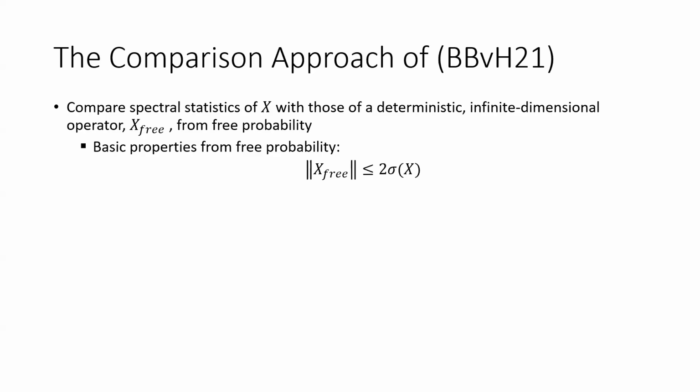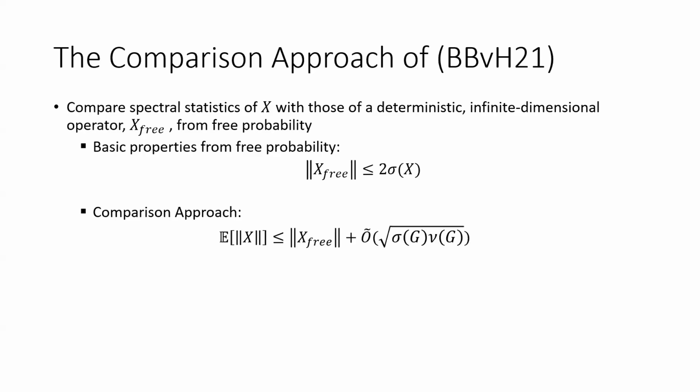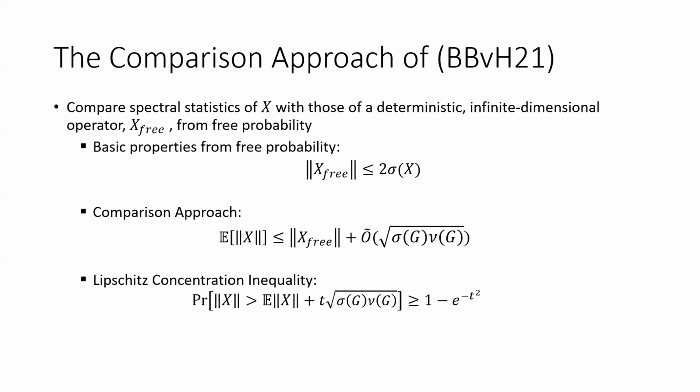So this linear operator has operator norm almost 2 sigma X, and the comparison approach basically says that the expected norm of X is close to the norm of this operator. And then from there, you can use some operator theoretic trick to show that the norm of the operator is upper bounded by 2 sigma X. And this is how you get those kinds of bounds. And then if we apply some Gaussian Lipschitz concentration inequality, we can also prove tail bounds of the norm around the mean. Okay, so this is the general approach of BBVH.